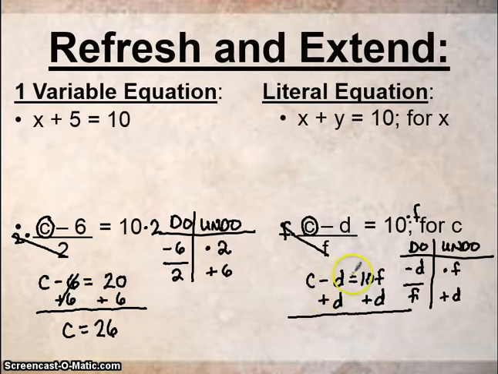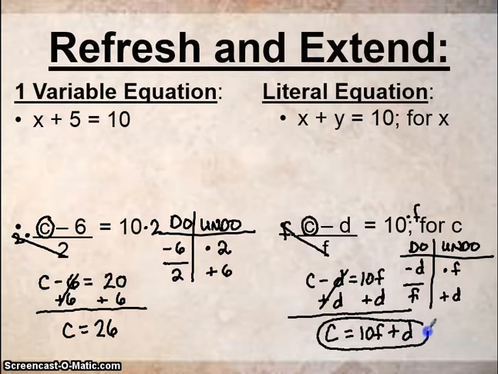Negative d plus d makes 0, so we get c equals. Now, on this side, these two are not like terms because they do not have the same variable, so we cannot combine them, but we can still write 10f plus d. So c is equal to 10 times f plus d. Notice, for a one variable equation, we got a constant as our answer, but for a literal equation, we got an expression as our answer.